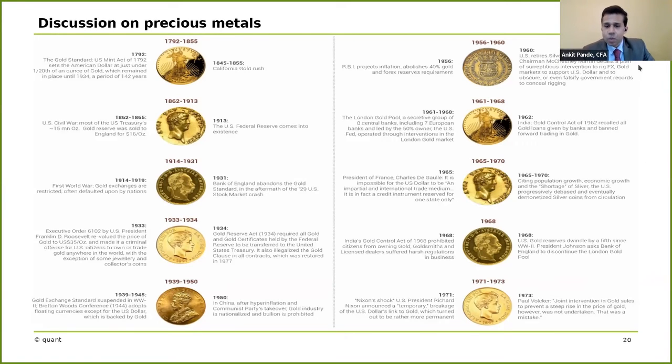And in 1971, of course, the US dollar just could not keep up with the pressure of the gold outflow. President Richard Nixon announced a temporary breakage of the US dollar's link to gold, which turned out to be rather permanent. So that was the big Nixon shock. And then after that, ladies and gentlemen, there was so much more to talk about, but 1973, you can see Paul Volcker's statement here: joint intervention in gold sales to prevent a steep rise in the price of gold.